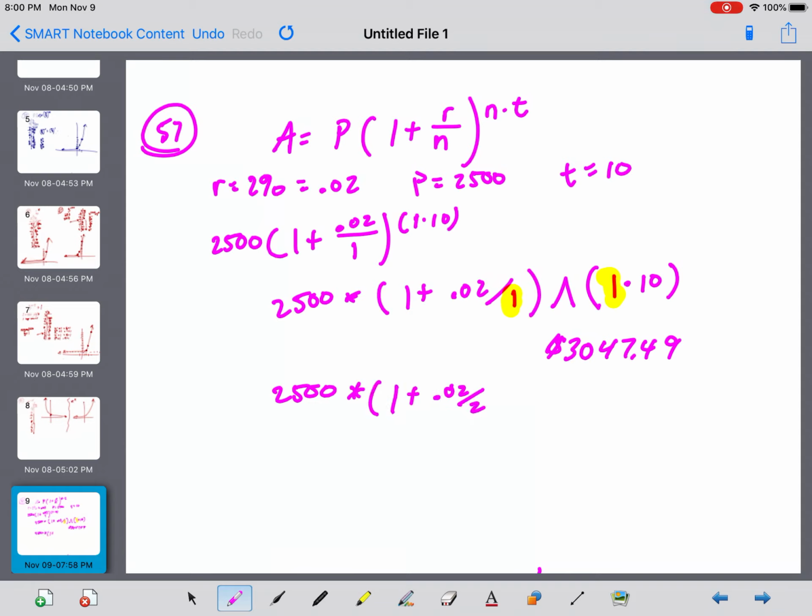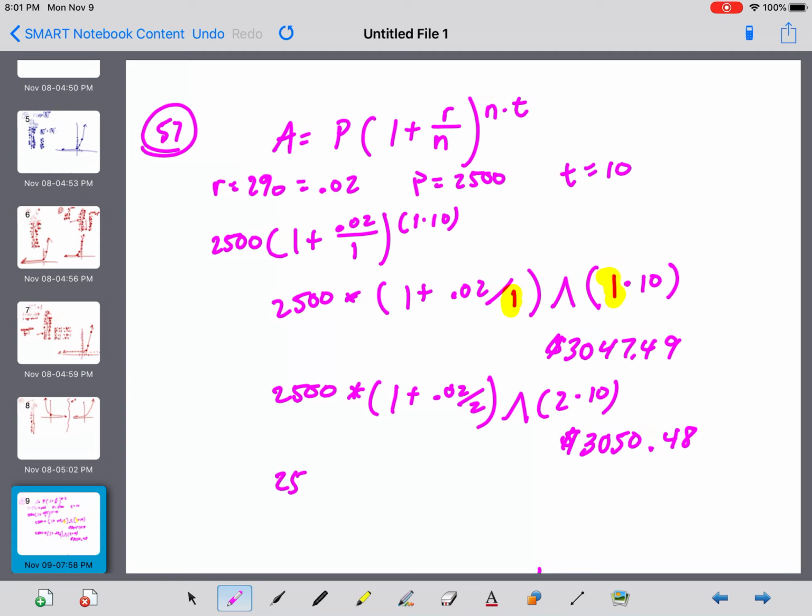And then you have to change that to 2, so you do 2,500 times parentheses 1 plus 0.02 divided by 2. So this means you're compounding your interest twice a year. Raised to the 2 times 10 power. So type that one in and use 2 there. All right, you get 3,050. So you get a little bit more money. That's because you're compounding a little bit more often. So if you compound more often, you get more money.